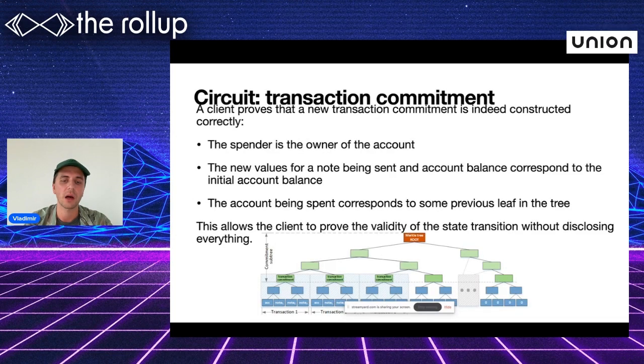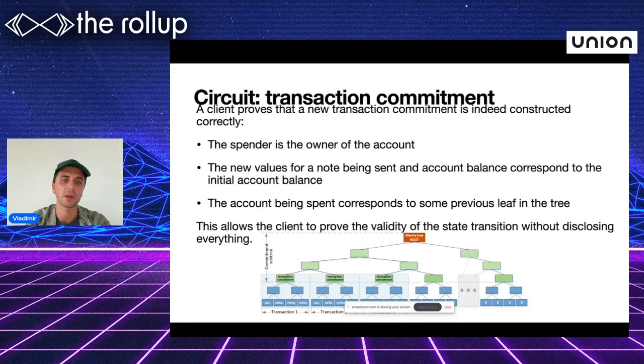Yeah, this is basically how the state of the application looks. We have the private state that is stored on the client, which is the lower part, contained inside the transaction commitment. And we have a public state which consists of just Merkle roots and account nullifiers.